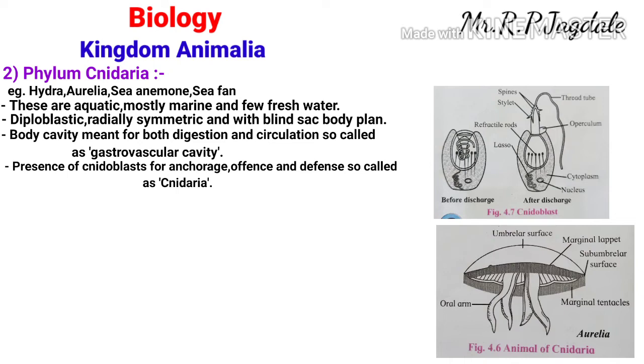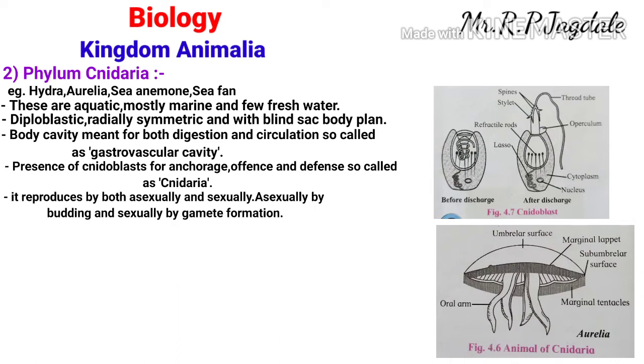These Cnidarian animals can reproduce sexually as well as asexually. Asexually by budding and sexually by gamete formation. That means they can reproduce in both manners. Asexually by budding, we know that budding technique. By that way they reproduce asexually, and sexually by gamete formation.